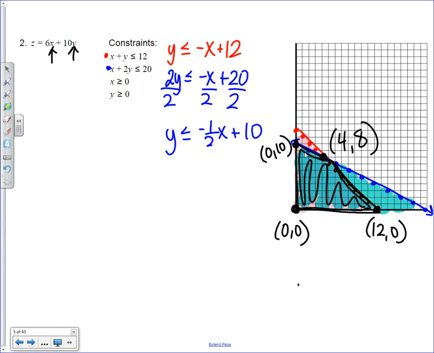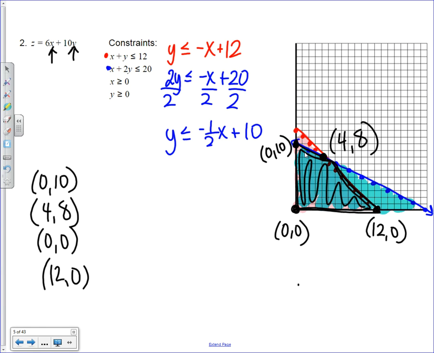So folks, you really need to be careful when you graph these, so you make sure you understand the ordered pair where they do cross. So these are my critical points that I'm going to use in my objective function. Okay, so let's plug them in.